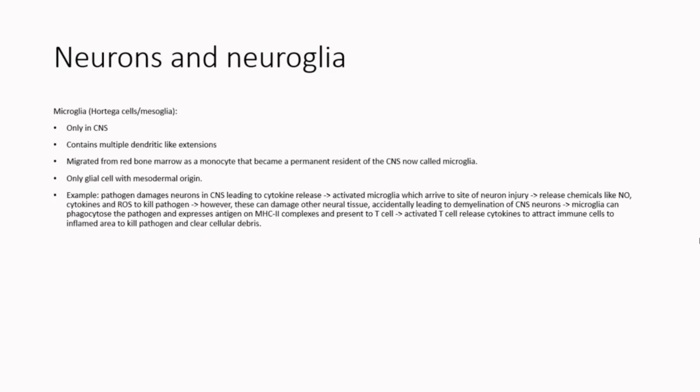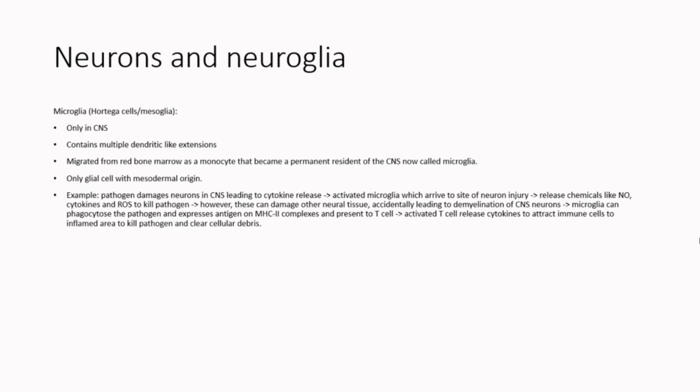So for example, if you have a pathogen damaging the CNS, this will lead to cytokine release. It will activate the microglia. The microglia will release nitric oxides, other cytokines or chemotactic factors, also reactive oxygen species like hydrogen peroxide or superoxide, but if they release ROS, they can damage other neural tissue, and this can lead to demyelination.